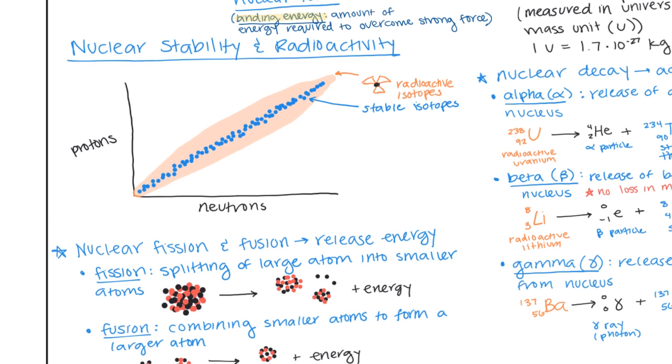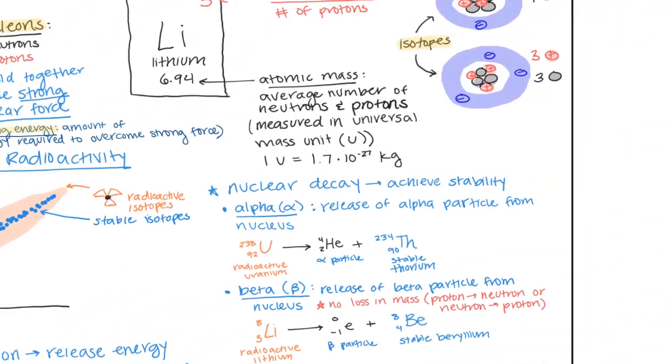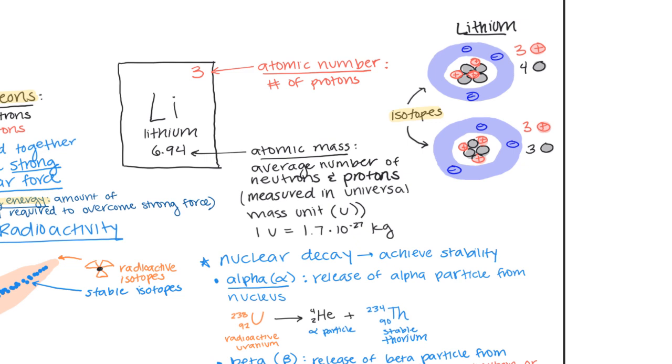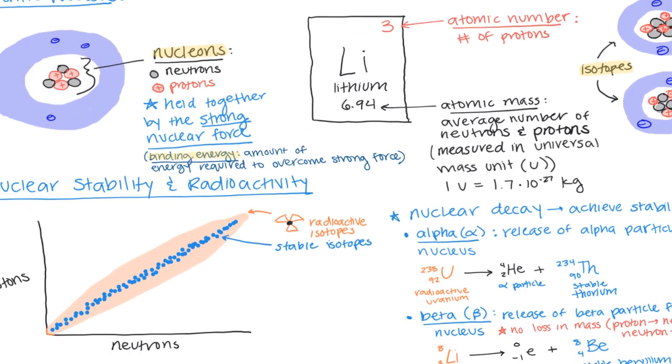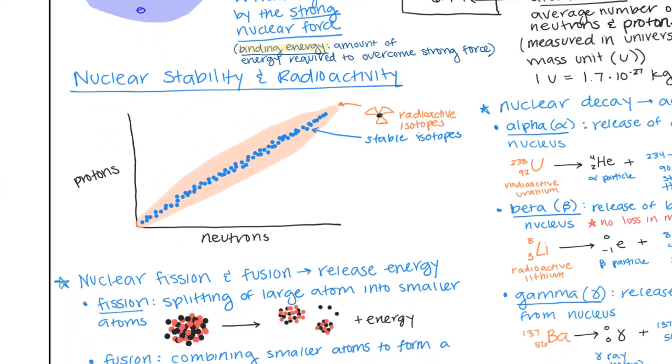And really what this is getting at is understanding that while atoms can have different isotopes, and can vary in their number of neutrons, there are only specific variations of these atoms that are actually really stable and that will actually exist in nature. And that is what we're getting at with nuclear stability.